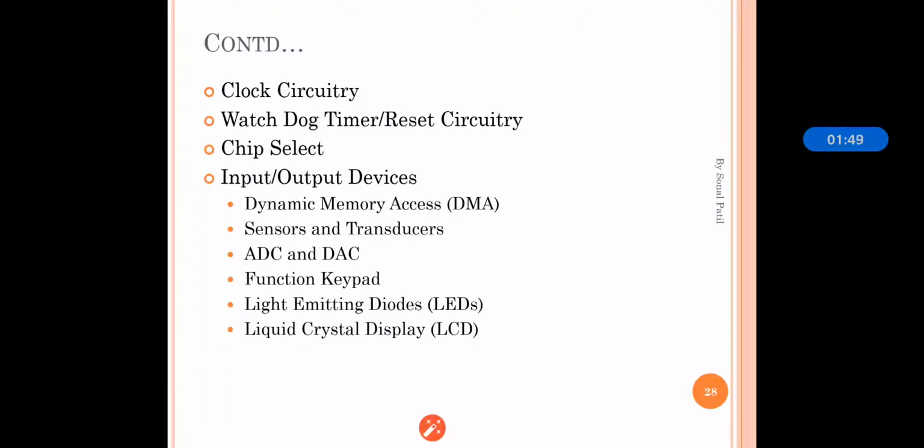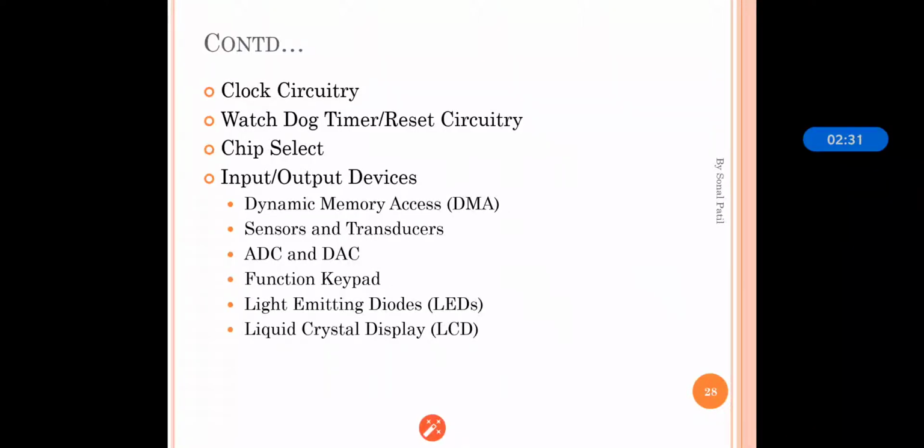So a need arises when the processor should reset itself, and the watchdog timer is responsible for this. The watchdog timer does the resetting. Its main responsibility is to reset the circuit. Whenever our circuit reaches any particular state or condition, the reset is done by the watchdog timer. That is nothing but the watchdog timer, and as its main responsibility is resetting, it is also called reset circuitry. Now the next is chip select.